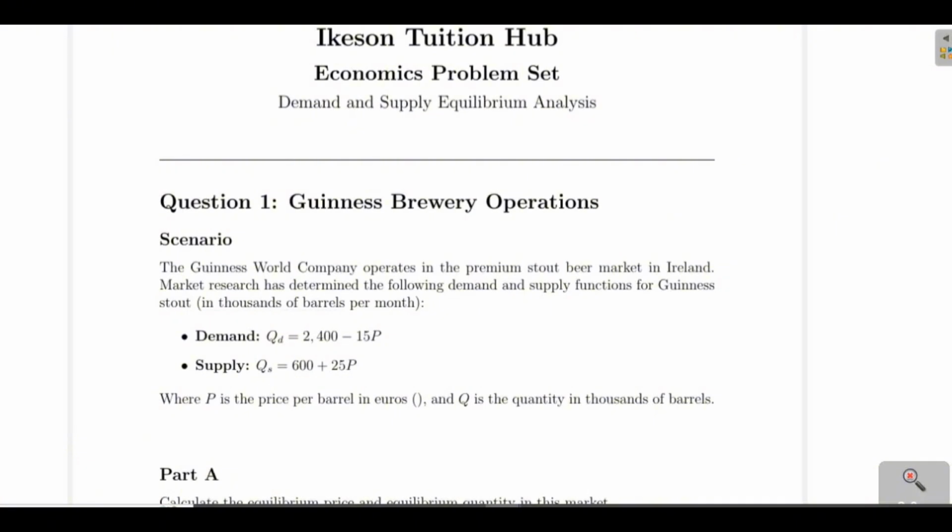So the question says that the Guinness World Company operates in the premium stout beer market in Ireland. Market research has determined the following demand and supply functions for Guinness stout, and they are in thousands of barrels per month. So we are given the demand function as QD equals 2,400 minus 15p. And we are also given the supply function as QS equal to 600 plus 25p, where P is the price per barrel in euros and Q is the quantity in thousands of barrels.